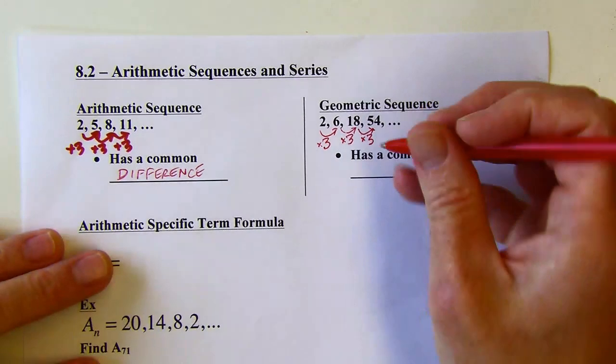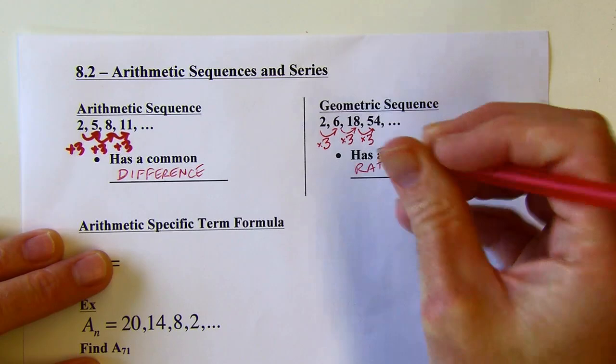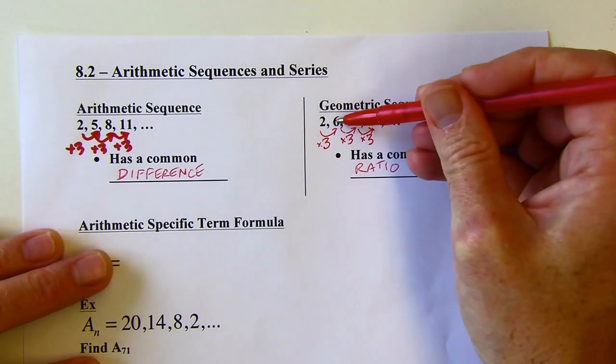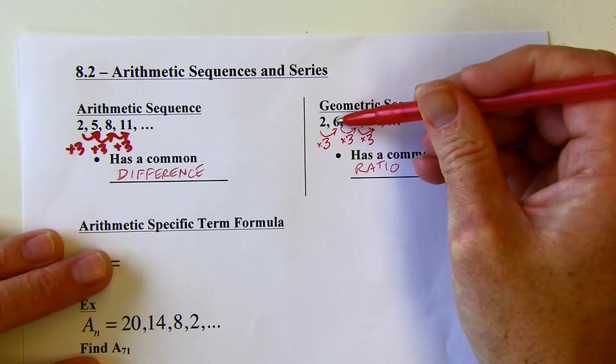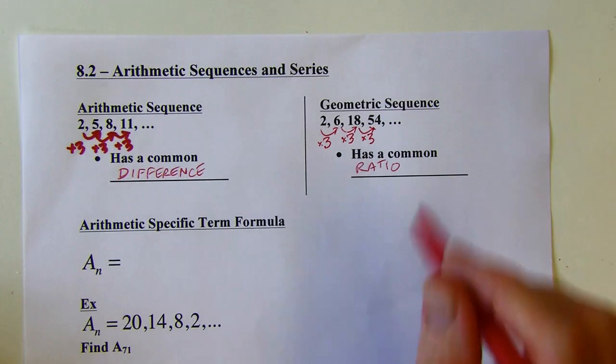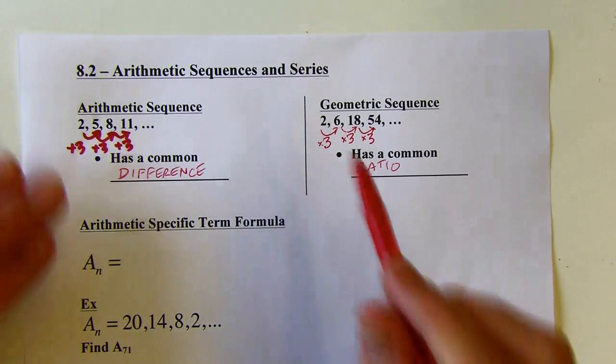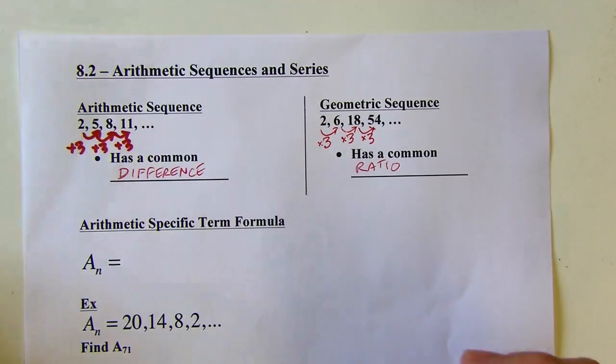This has a common ratio when we're looking at geometric sequences. So if you take any term and divide by the previous term, 6 divided by 2 is 3, 18 divided by 6 is 3, and so forth, right? Those ones have a common ratio. And we'll get back to the geometric sequences and series later, but I wanted you to understand what an arithmetic sequence or series is first, okay?